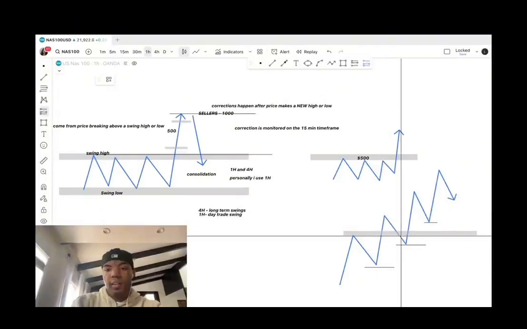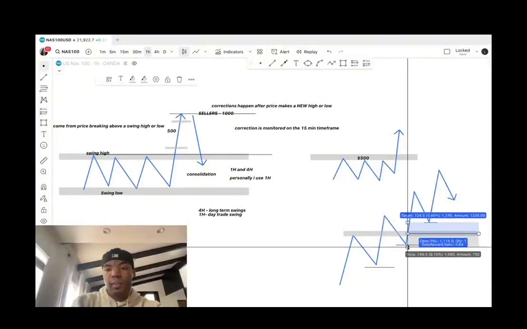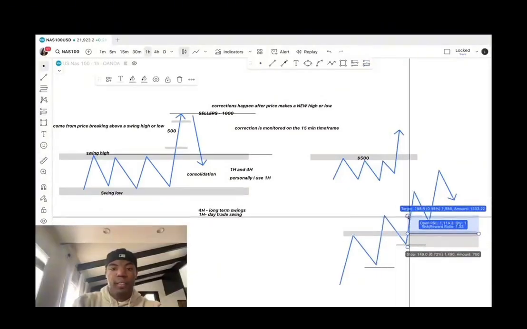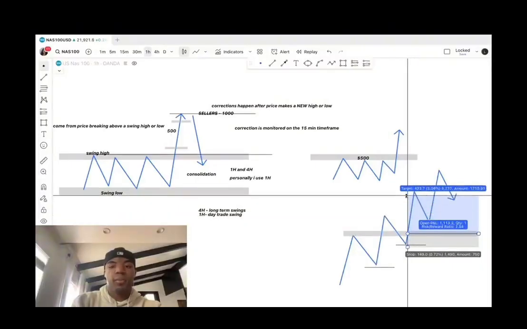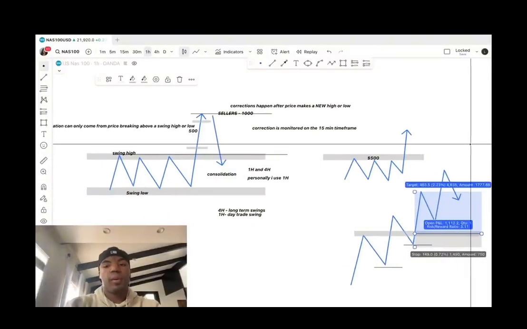So if we have our indication, our correction, and then the continuation, our trade will look like this: stop loss below the previous level, and then we'll target the previous high. Since we're targeting the previous high, if price is truly on an uptrend, then it would end up creating a new high, which we can then hold for, and that way we can maximize our profits. So that's basically what a correction is.